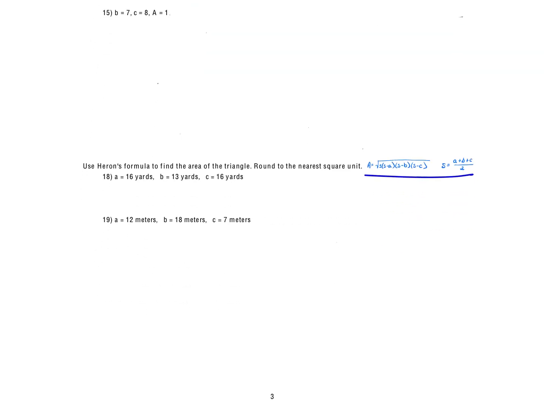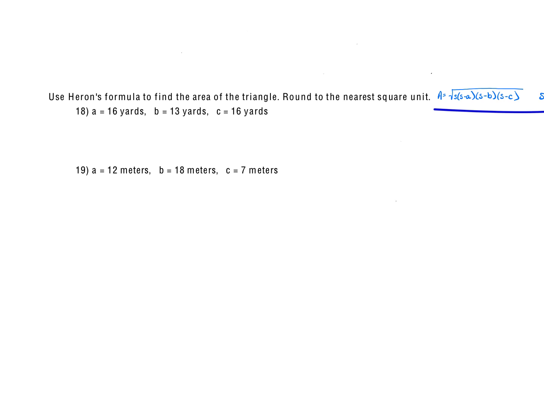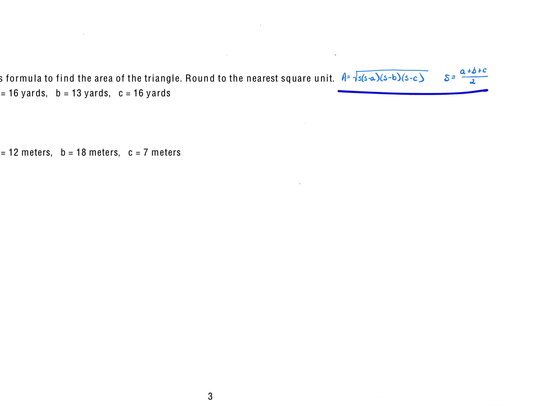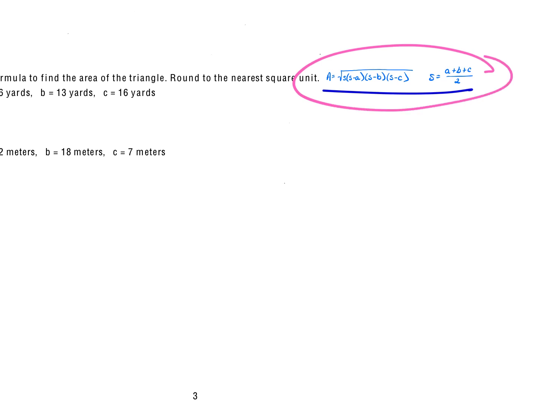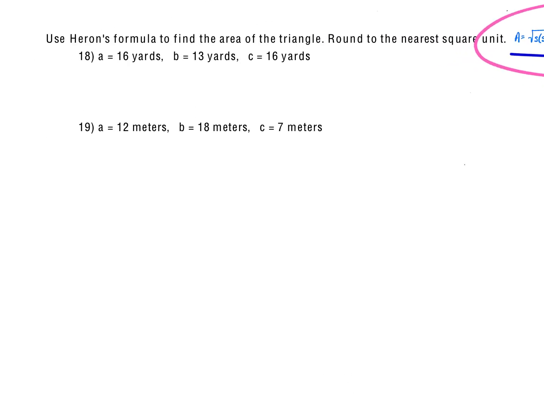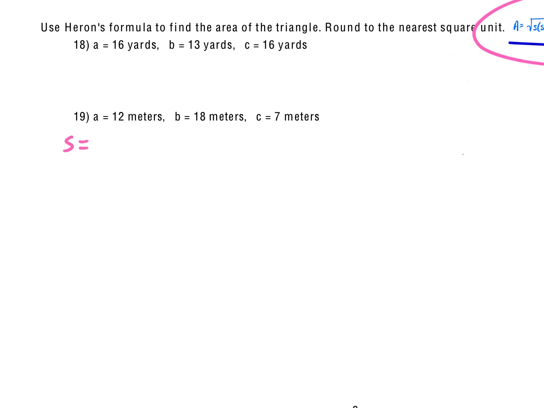All right, next, do you want to do 18 or 19? 19. Sure, let's do 19. So here we're using Heron's formula to find the area. The question on the test will say, use Heron's formula to find the area. You just have to know what Heron's formula is. So Heron's formula has 2 parts. First, we have to find what S is, and then we plug that into our area formula. So S is 12 plus 18 plus 7 divided by 2. So you just add all 3 sides and divide by 2.